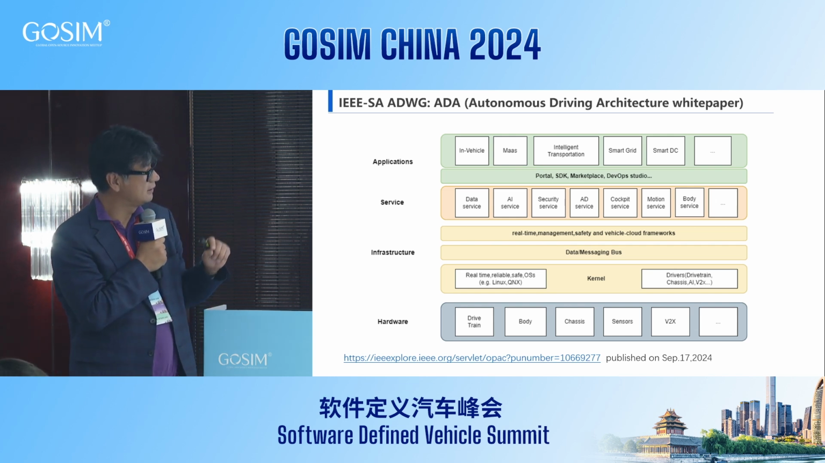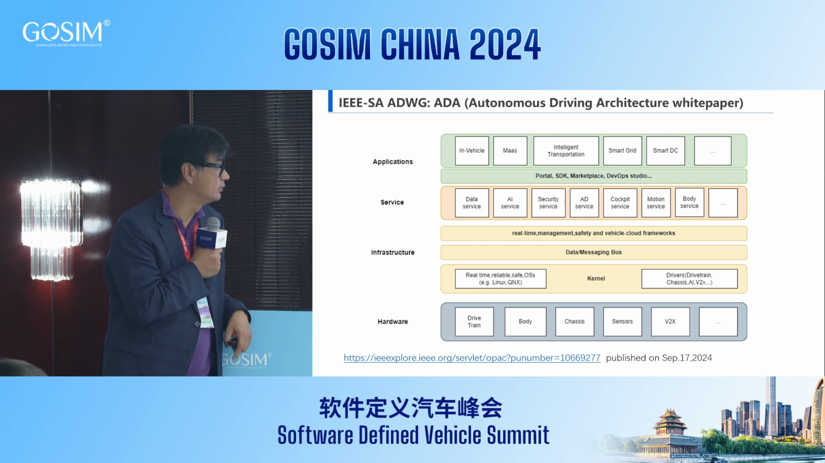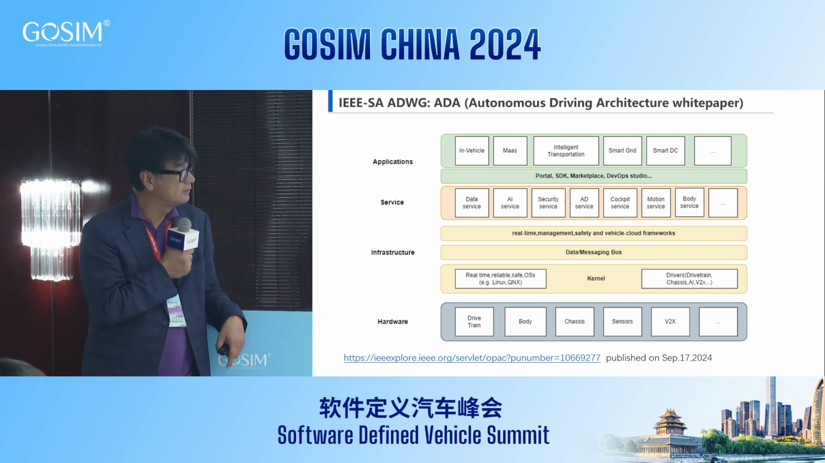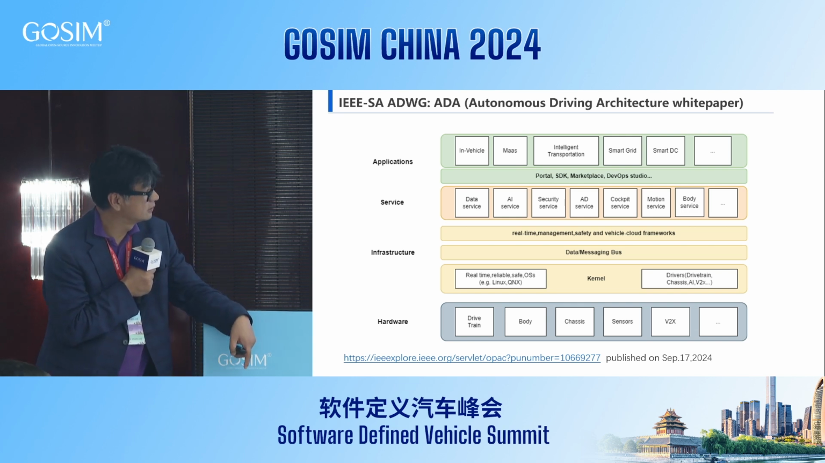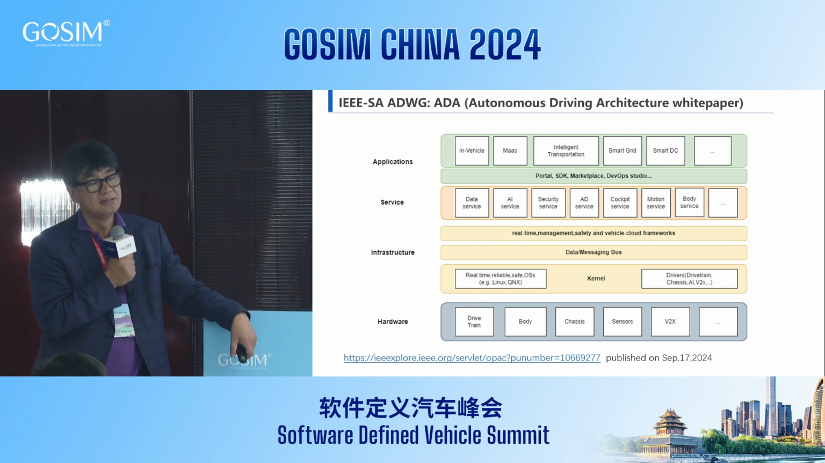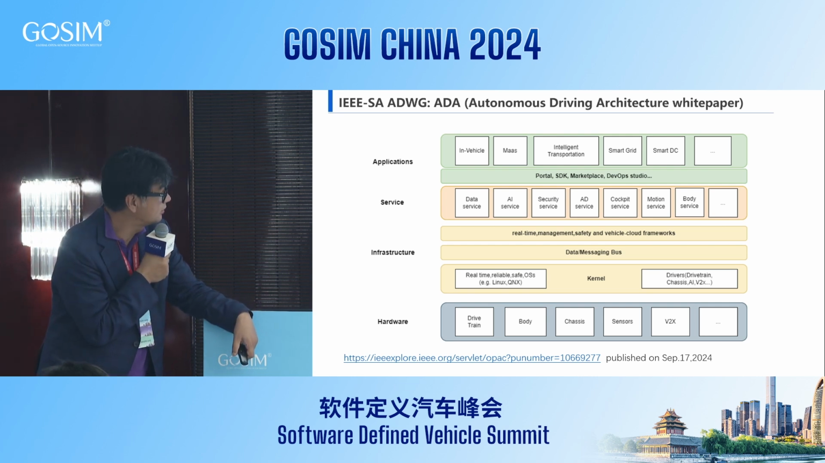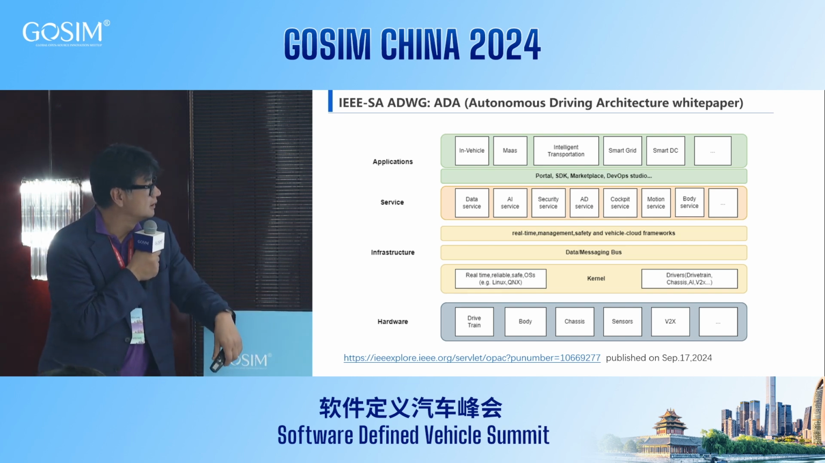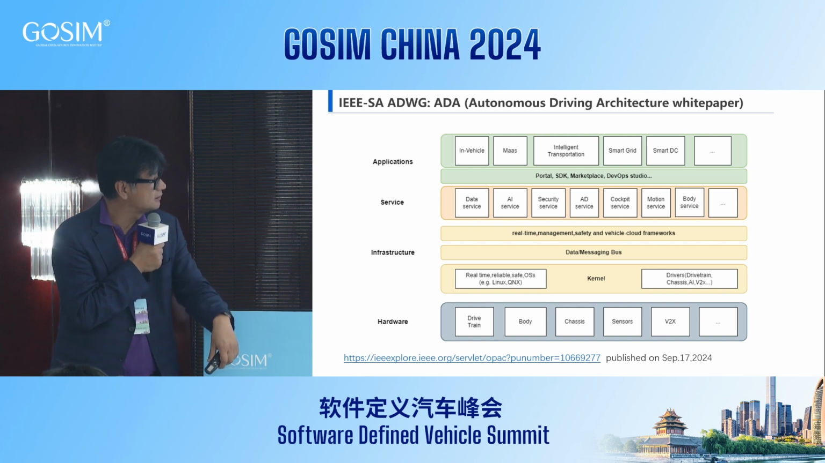Another, AD is for the AD domain, autonomous driving, cockpit is for the cockpit, and motion is for the chassis and the body. So the title is autonomous driving, but the architecture is actually for the whole vehicle. It covers all the domains and the interface, and the top layer is application.